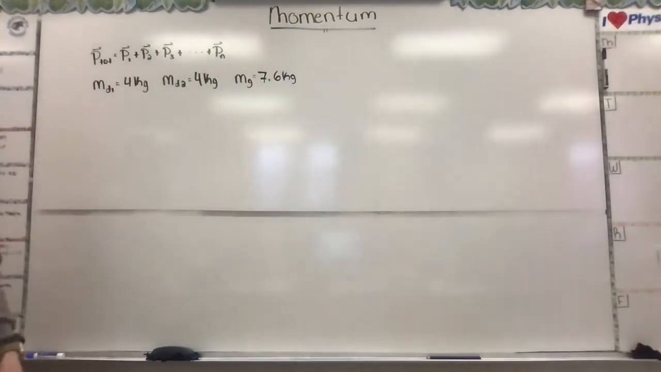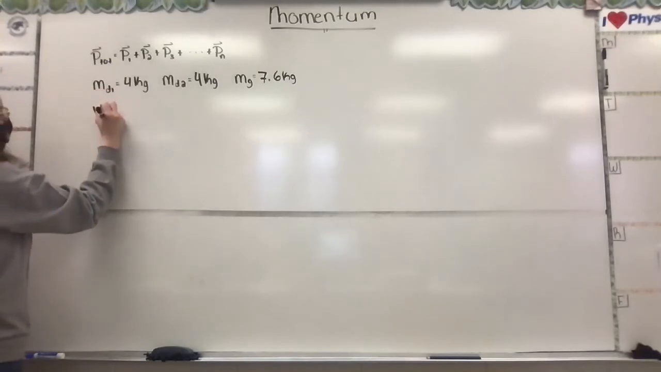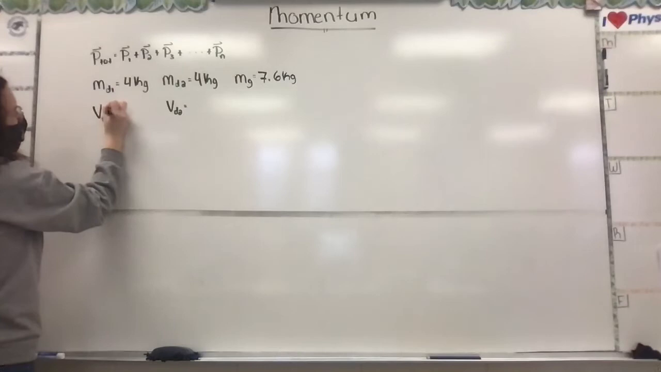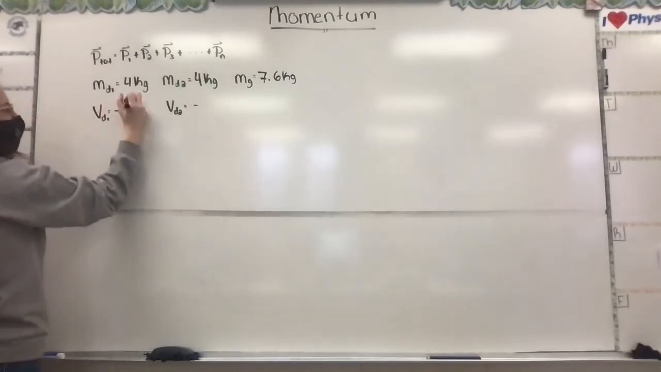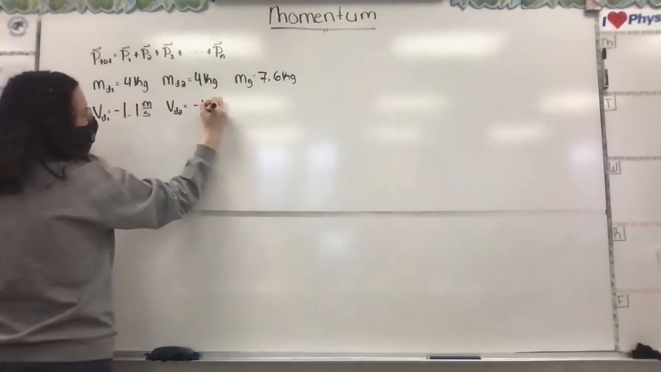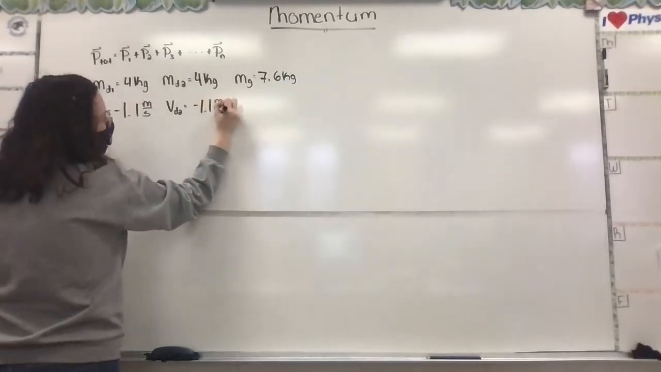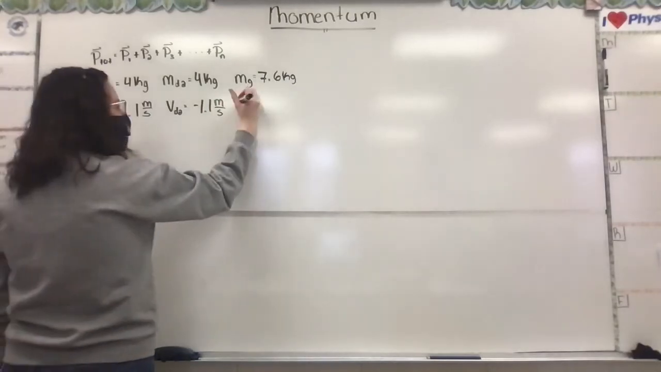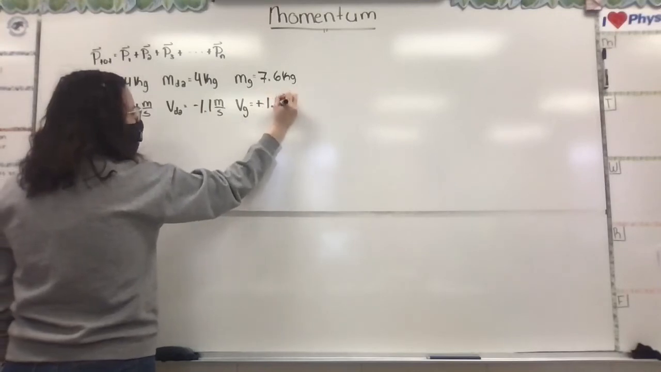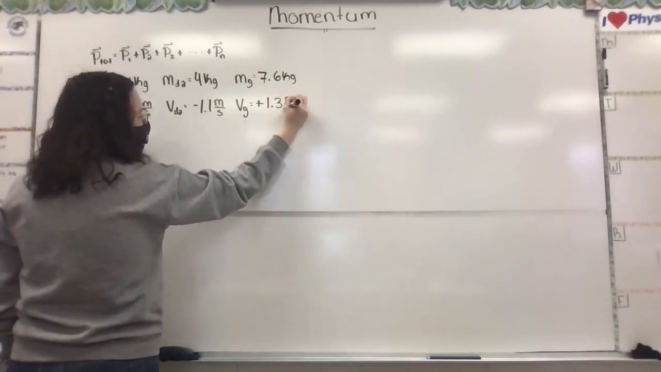Okay? So the ducks are moving to the left. So is their velocity going to be positive or negative? Negative. Okay, so I'll go ahead and put velocity of duck 1, velocity of duck 2. We know they're both going to be negative. They are both going negative 1.1 meters per second. Okay? And the goose is moving to the right. So will theirs be positive or negative? Positive. Okay. The goose is going a positive 1.3 meters per second.